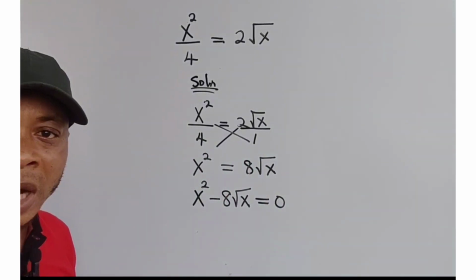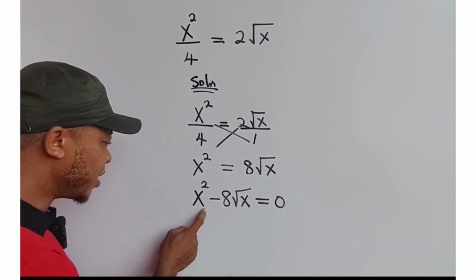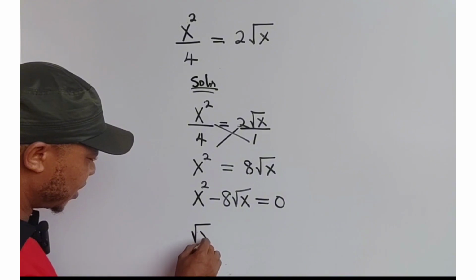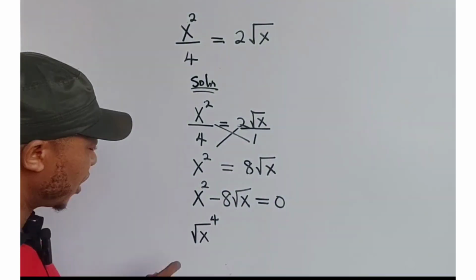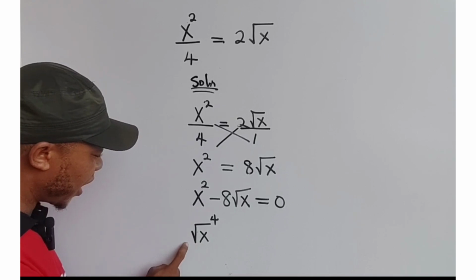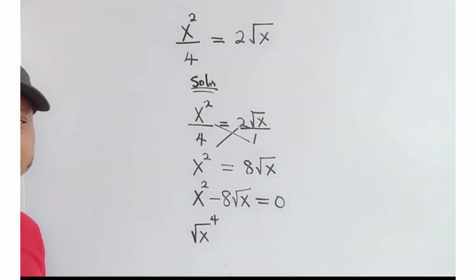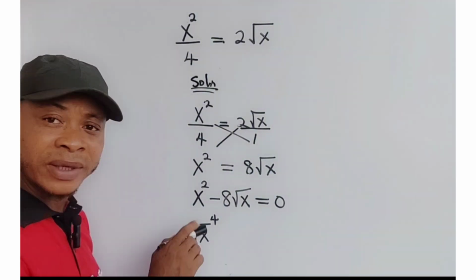Now, what are we going to do? What we are going to do now is we have to write this x raised to power 2 as root x raised to power 4. Yes, remember in my last video, I told you if you want to simplify root x raised to power 4, that it will give you x raised to power 2. That means x raised to power 2 is the same thing as root x raised to power 4.